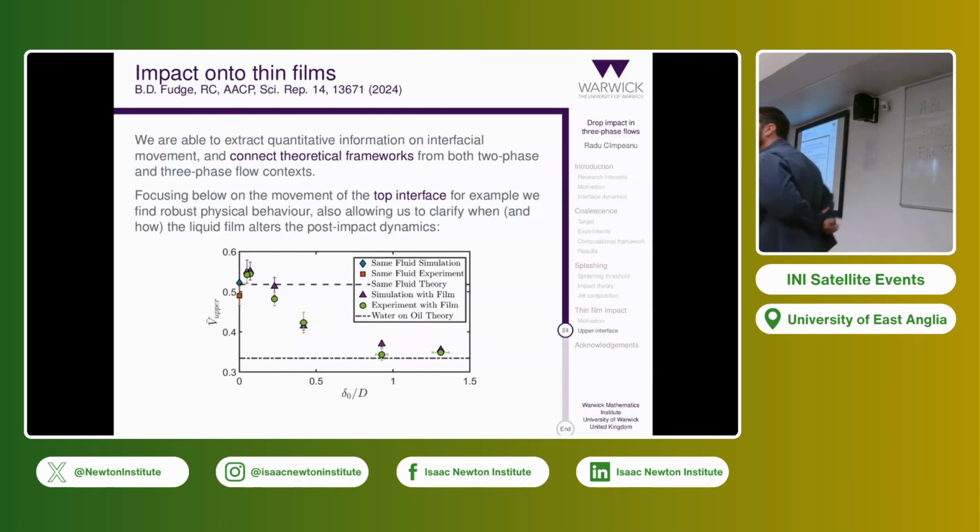For your talk. I understand your argument for no splash. I'm still not totally convinced. I would have expected that maybe at very high speed you will have what people call prompt splashes, that means very small droplets. Maybe you don't see them in the experiment?